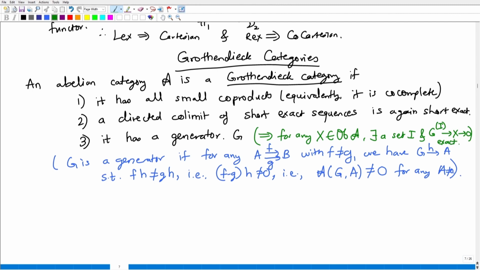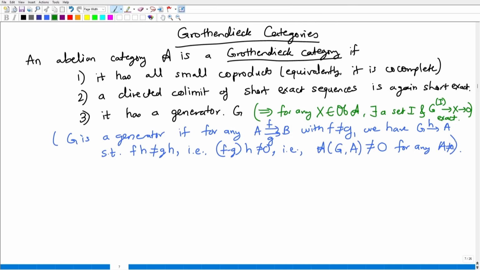Okay, what is G to the power I? It is the coproduct of I many copies of G. So there is an epimorphism from G to the power I to x. Okay, so this generator actually makes it so that the category is large, but it is not too large.